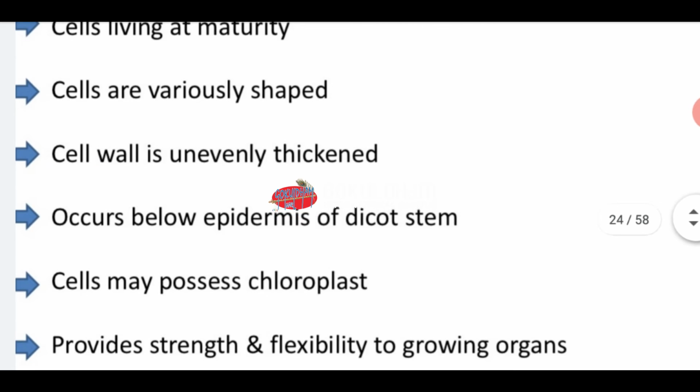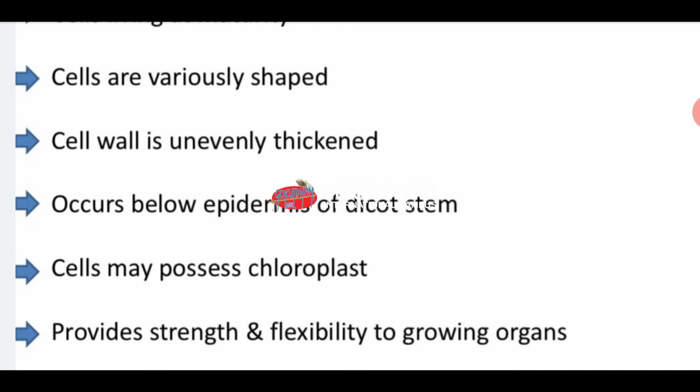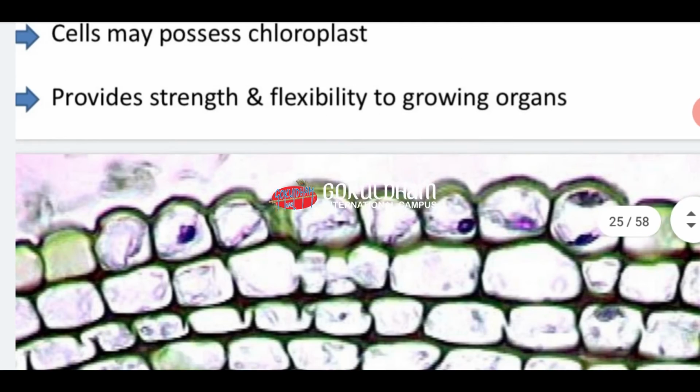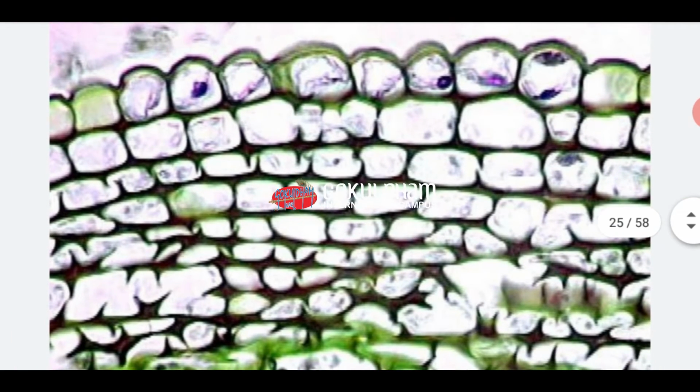They occur below the epidermis of dicot stem, and cells may possess chloroplasts, and this type of tissue provides strength and flexibility to the growing organ. Means the growing organs get flexibility and strength. These are the cells of collenchyma, and this is the tissue collenchyma which is shown in the figure.